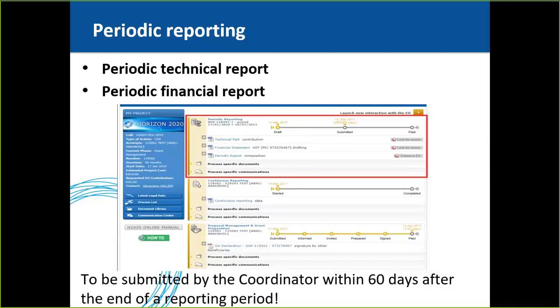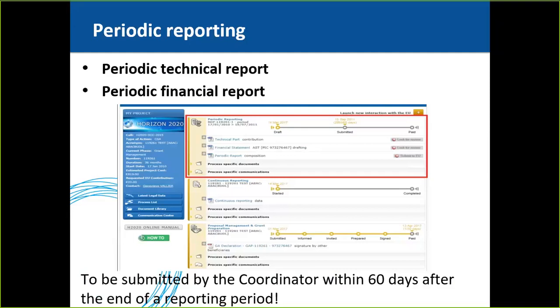The periodic report must be submitted within 60 days after the end of the reporting period, and it's the responsibility of the coordinator to submit this report. This deadline of 60 days is for the coordinator. Thus, the coordinator will give a shorter deadline to all the beneficiaries. Usually they give a 30-day deadline, so that the coordinator will be able to combine all the reports and submit them in time within the 60-day deadline.